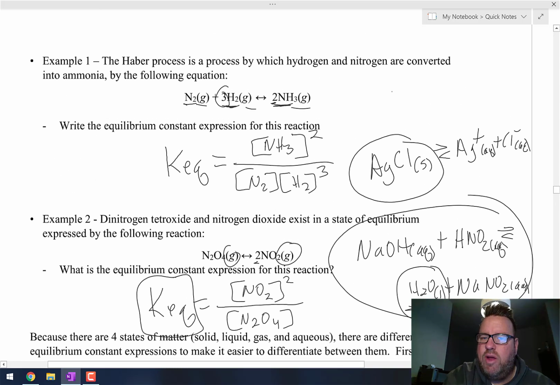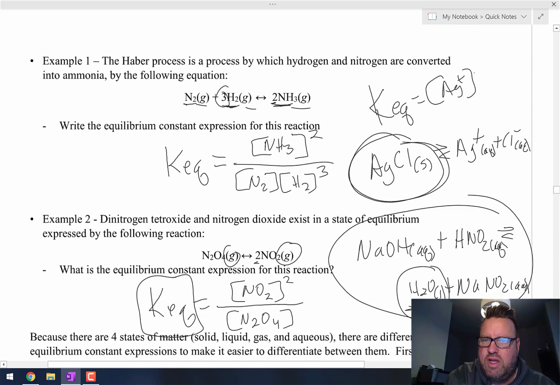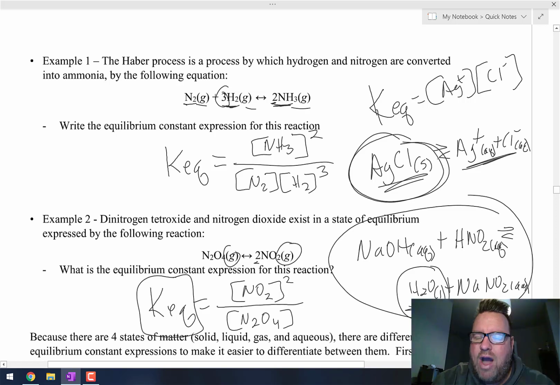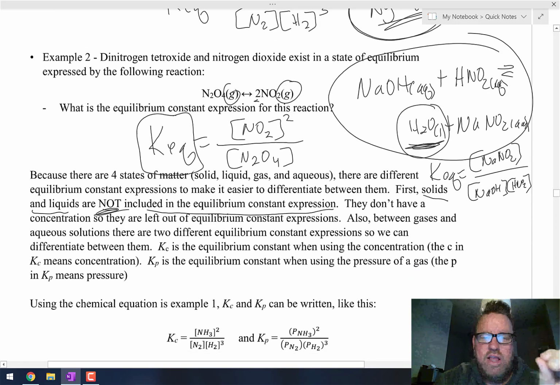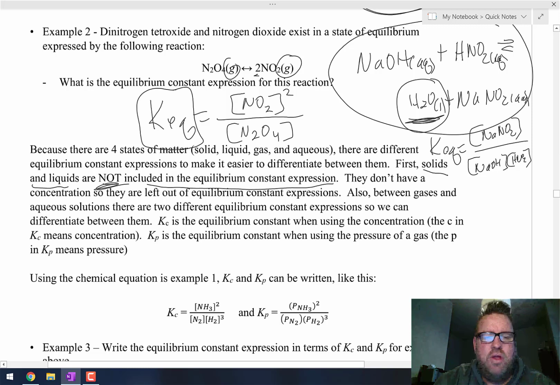On this one up here, again, AgCl is a solid, so we would write KEQ is equal to the concentration of Ag plus times the concentration of Cl minus, and that's it. That's our product. That's what goes on the top. The reactant is a solid, so we leave it out. So solids and liquids you do not include in the equilibrium constant expression.